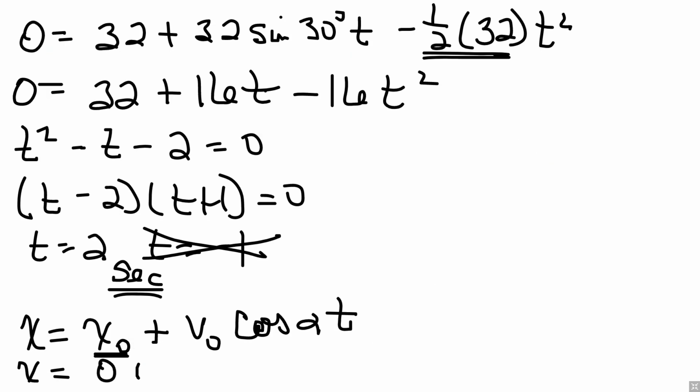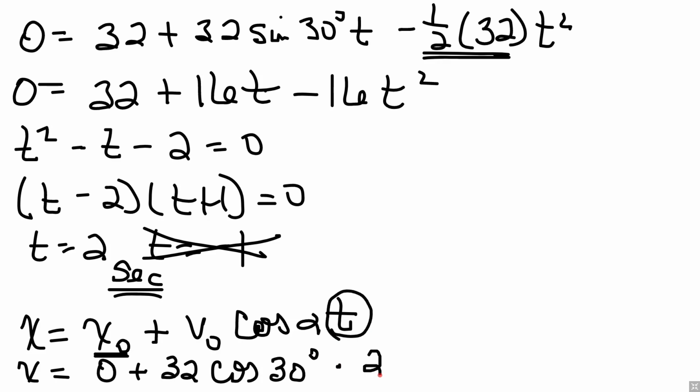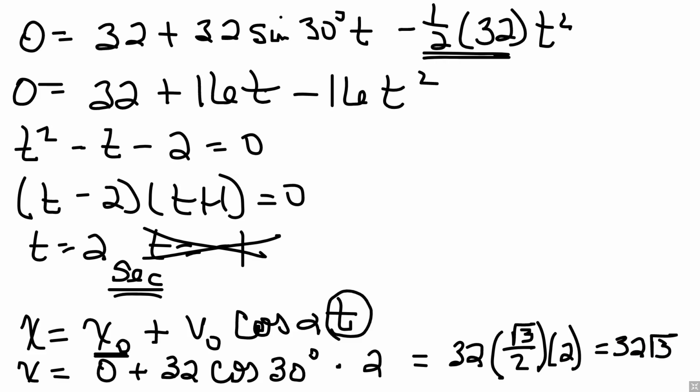So this is going to be 0 plus, we were told that the initial velocity was 32 feet per second, then the cosine of the angle that it was launched at, which was 30 degrees, and we just found t, which was 2 seconds. If we multiply this together, we end up with 32 times cosine of 30 degrees, which is the square root of 3 over 2. Then we multiply this by 2, so we end up with 32 times the square root of 3.